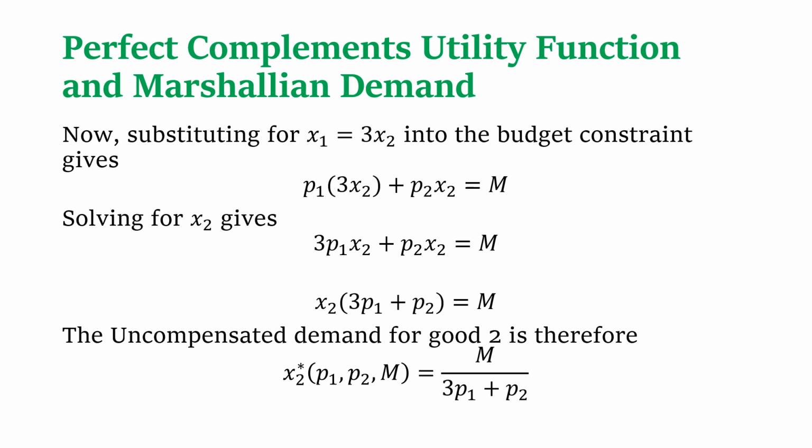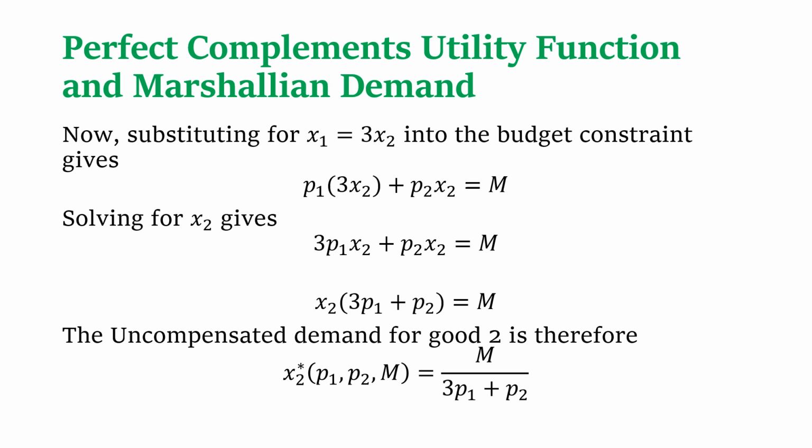Notice here that the demand function is a function of what? Both prices and income. That is to say, the demand for good 2 depends on both the price of good 1 and the price of good 2.